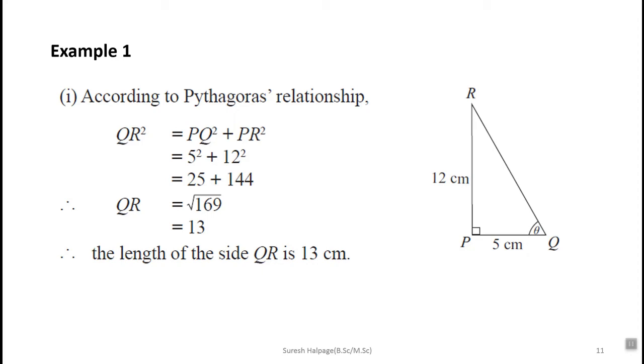So let us figure out what is sin theta, cos theta, and tan theta. First focus on sin theta. To find sin theta, we need opposite over hypotenuse. So we need to find out PR, QR, the hypotenuse. What is the opposite side to theta? The opposite side is 12 cm.